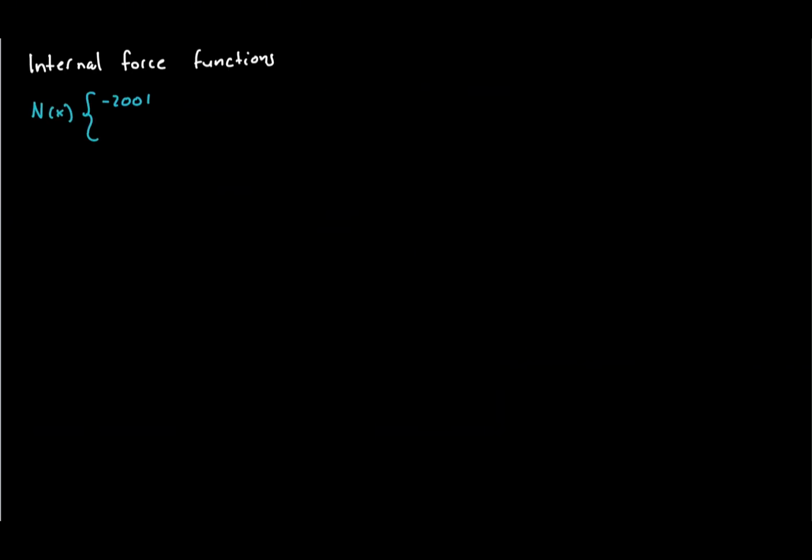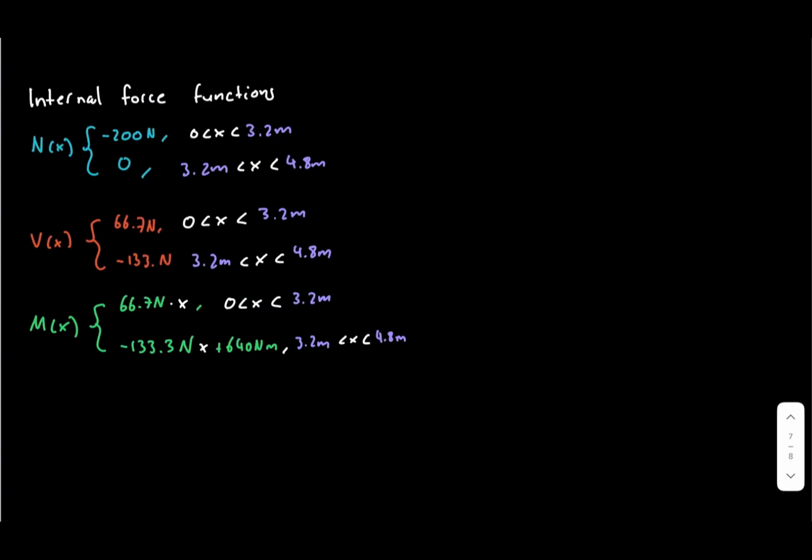Now we have the complete internal force functions. In region 1, N equals negative 200 Newton, V equals 66.7 Newton, and M equals 66.7 X. In region 2, N equals 0, V equals negative 133.3 Newton, and M equals negative 133.3 X plus 640.